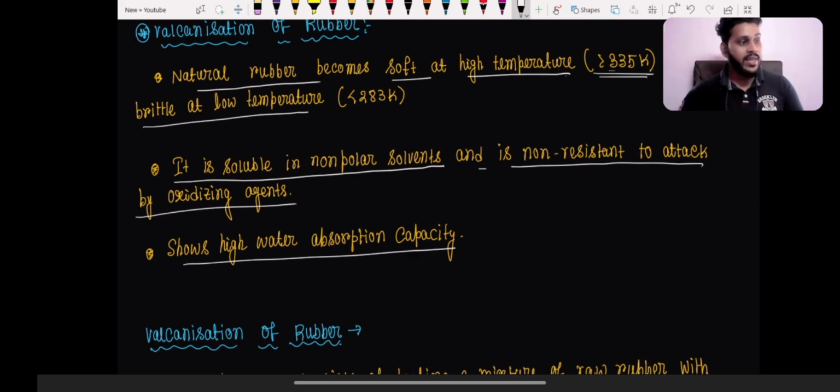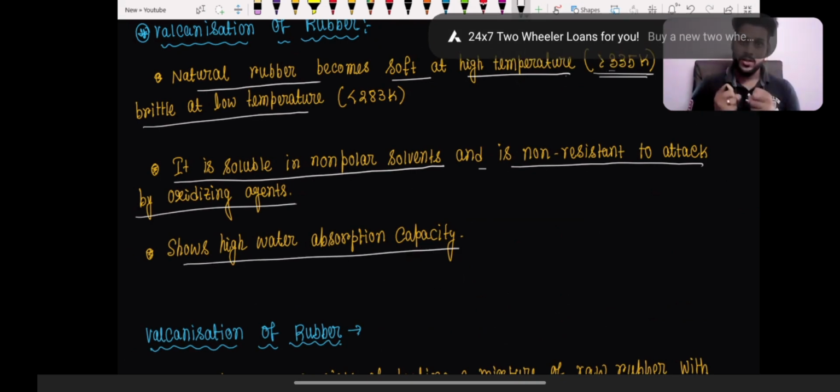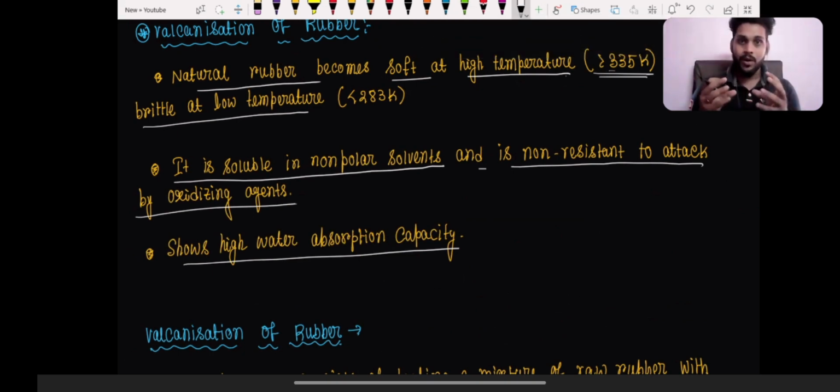And it shows high absorption capacity of water, meaning it would just absorb water. So guys, you can understand what would happen if it absorbs water. It would be moist, it would be soaked with water. So guys, these are the problems that we had with natural rubber. That's why we had to vulcanize it.